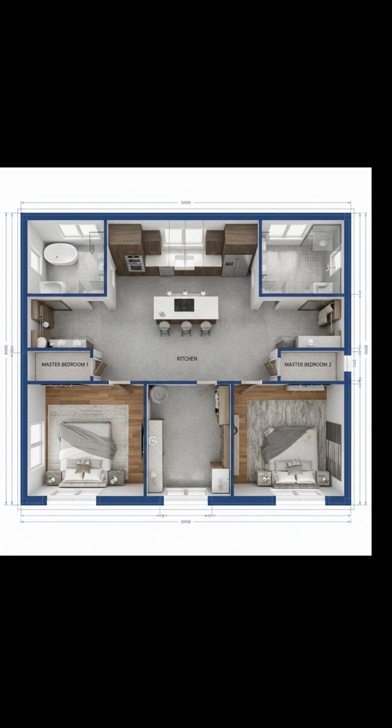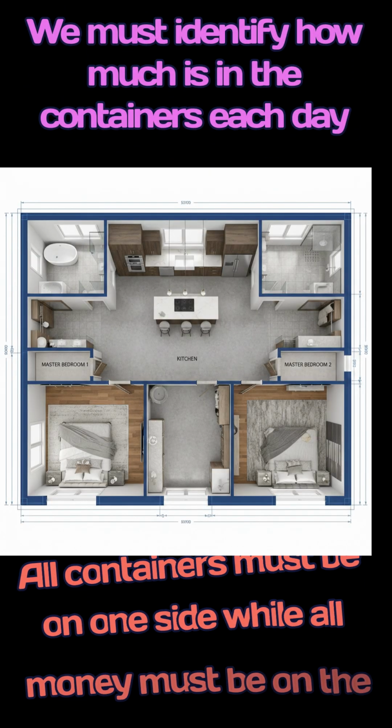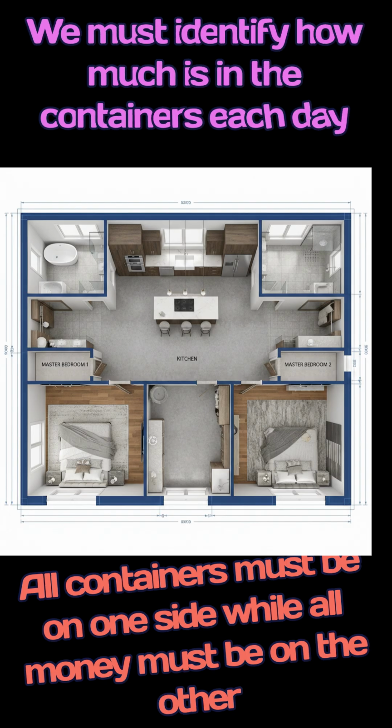Now, in this condo, every day, there'll be a couple of dollars lying around. The money lying around is not a variable. It is constant. We know how much that is. And there'll be some containers lying around as well. All the containers in the house have to be on one side together, while all the money in the house has to be on the opposite side altogether. Sounds simple, right? Not so fast. Ain't nobody give you no condo just for doing a little bit. Gotta do a little bit extra.